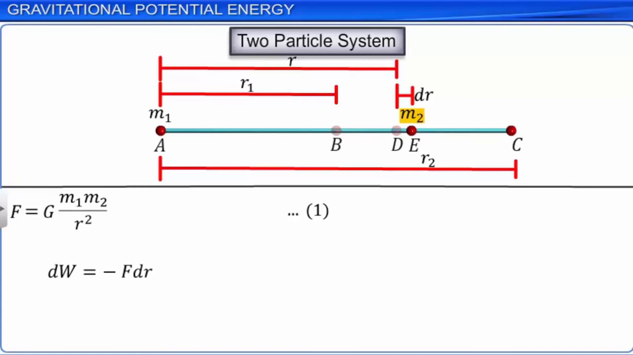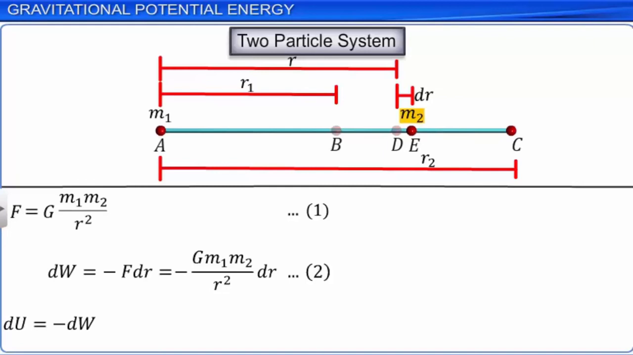The negative sign in the equation is due to the fact that the direction of the displacement is opposite to that of the force. By definition, the negative work done on the second particle is equal to the change in gravitational potential energy of the two-particle system during this small displacement. Thus, dU is equal to G into m1 m2 divided by r square into dr. Let this expression be equation 3.